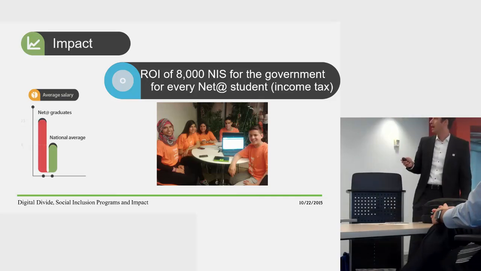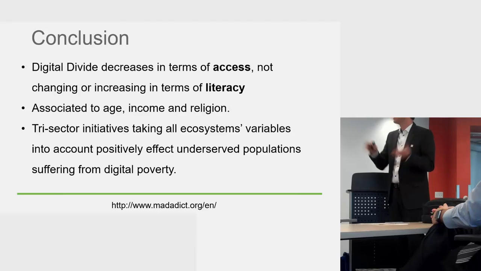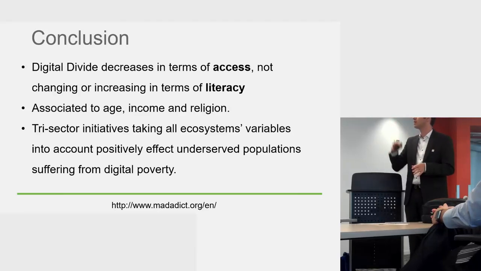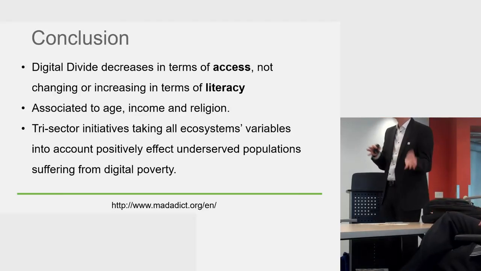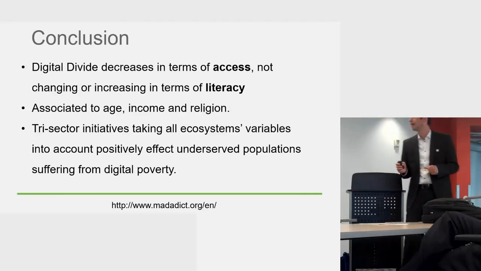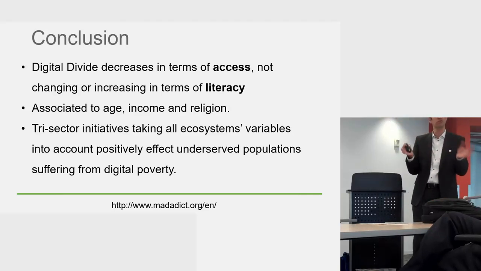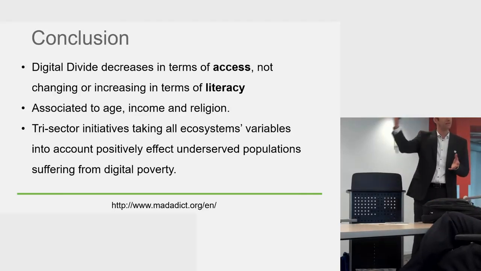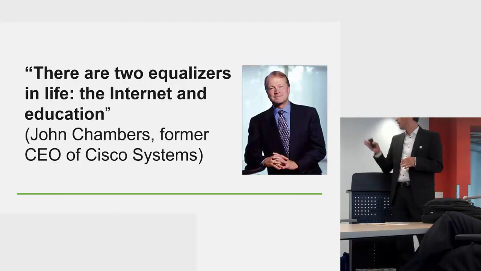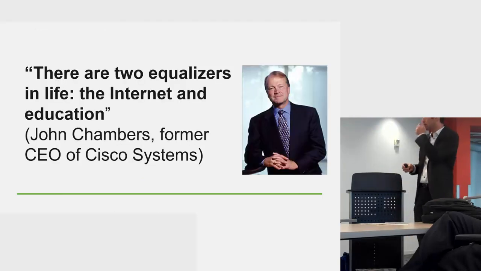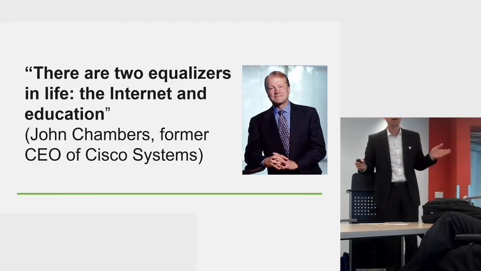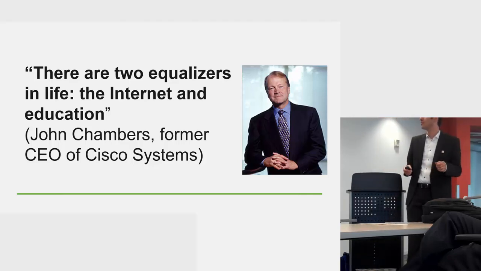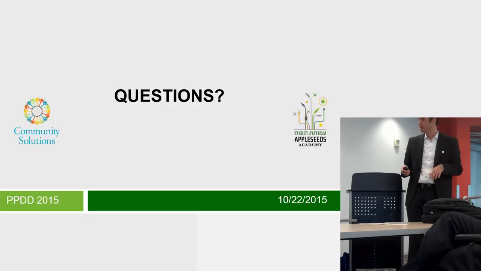So I want to conclude that in Israel, the digital divide decreases in terms of access, but is not changing or is increasing in terms of literacy, and is associated with age, income, and religion, and we believe that tri-sector partnerships are the key to getting impact. I just want to finish with a quote from a person I really admire, John Chambers, the former CEO of Cisco, who said, "There are two equalizers in life, the internet and education."